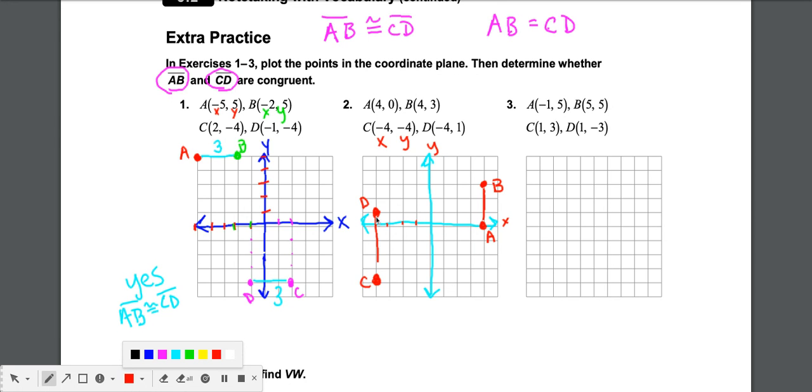And I ask myself, are these the same length? This has a length of, looks like, 1, 2, 3, 4, 5. And this one has a length of 3. Nope, not congruent. So this would be a no, not congruent. And so on this last one right over here, we would want our axes on there, right, like this.